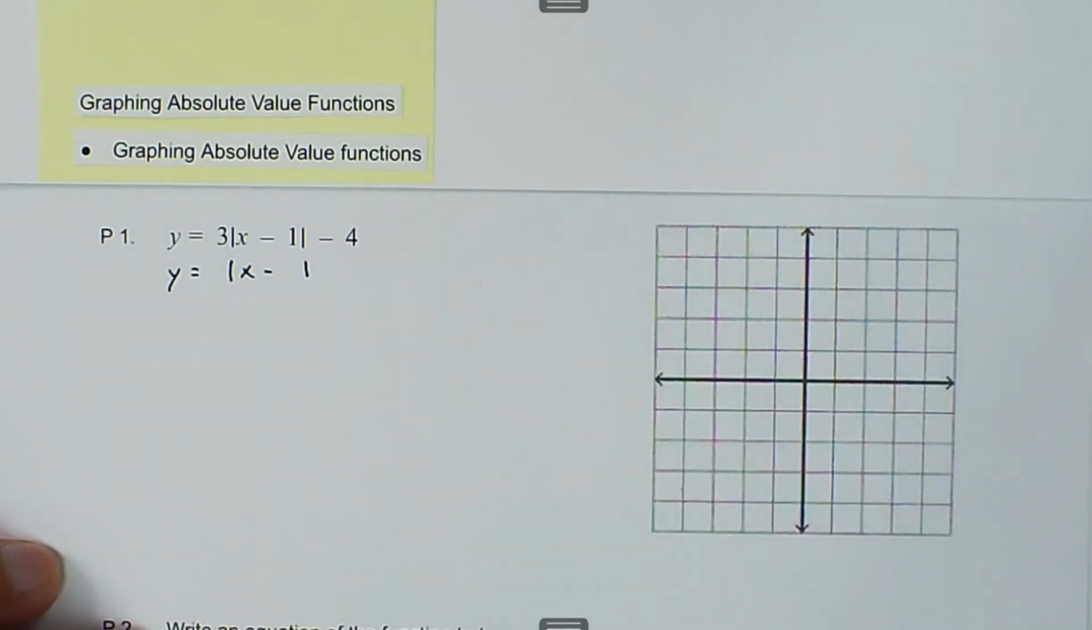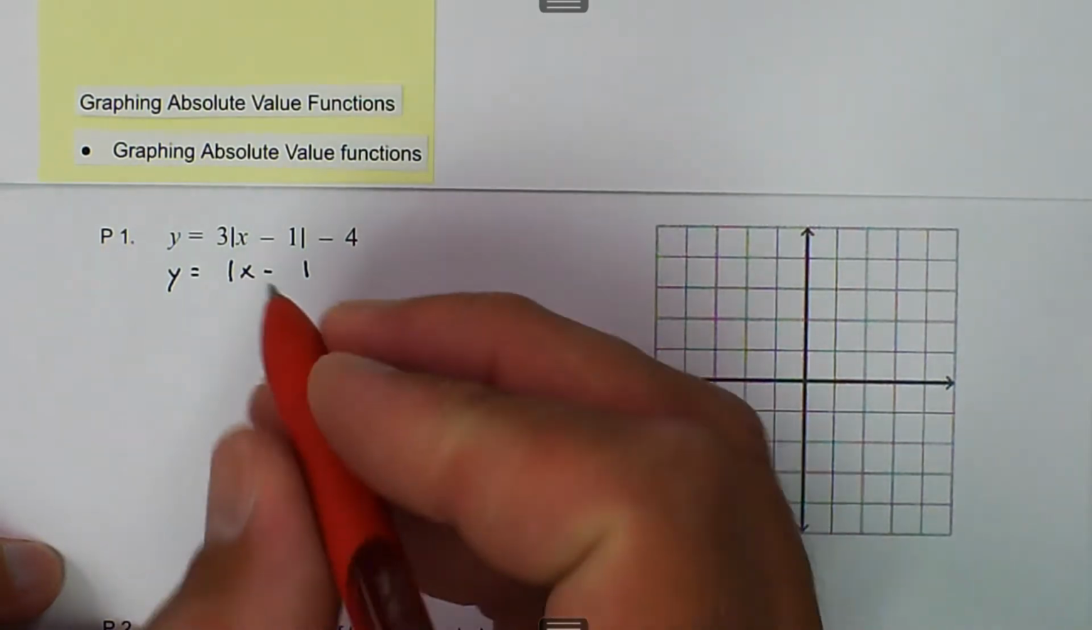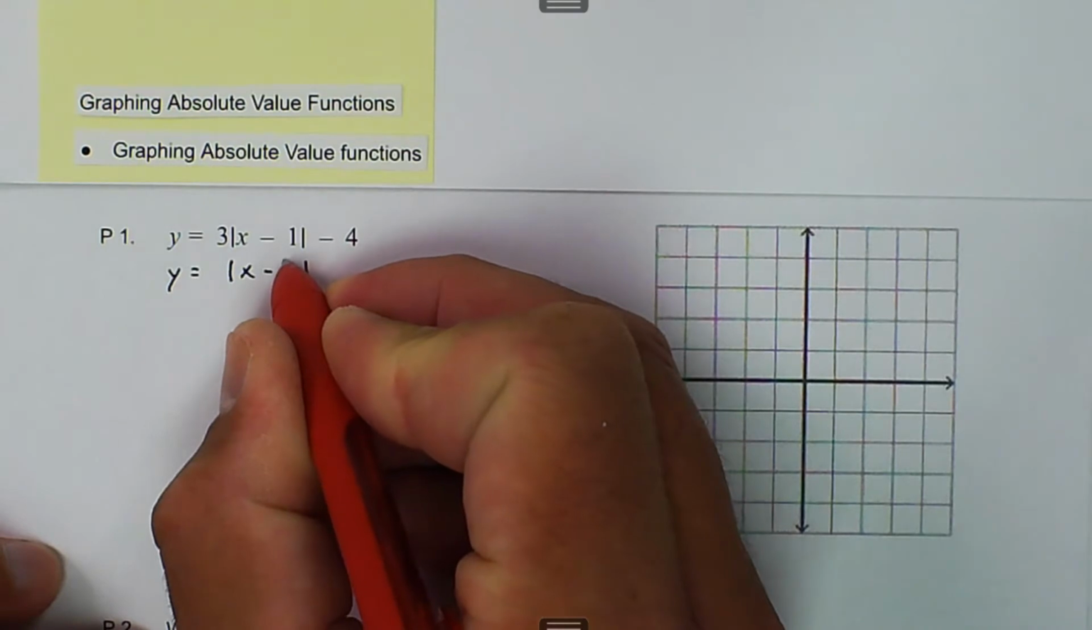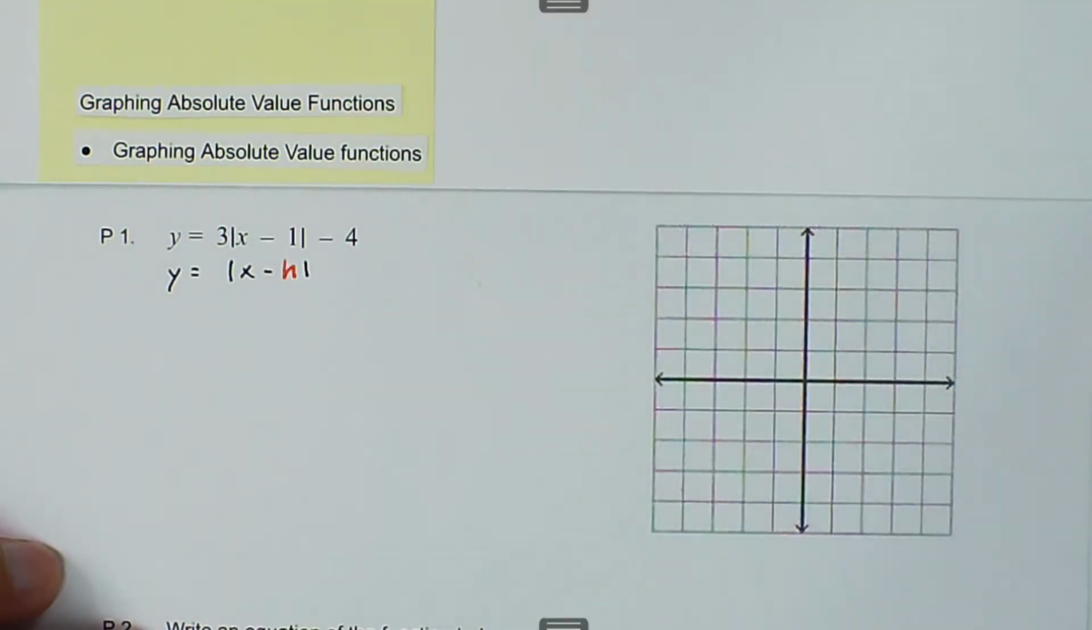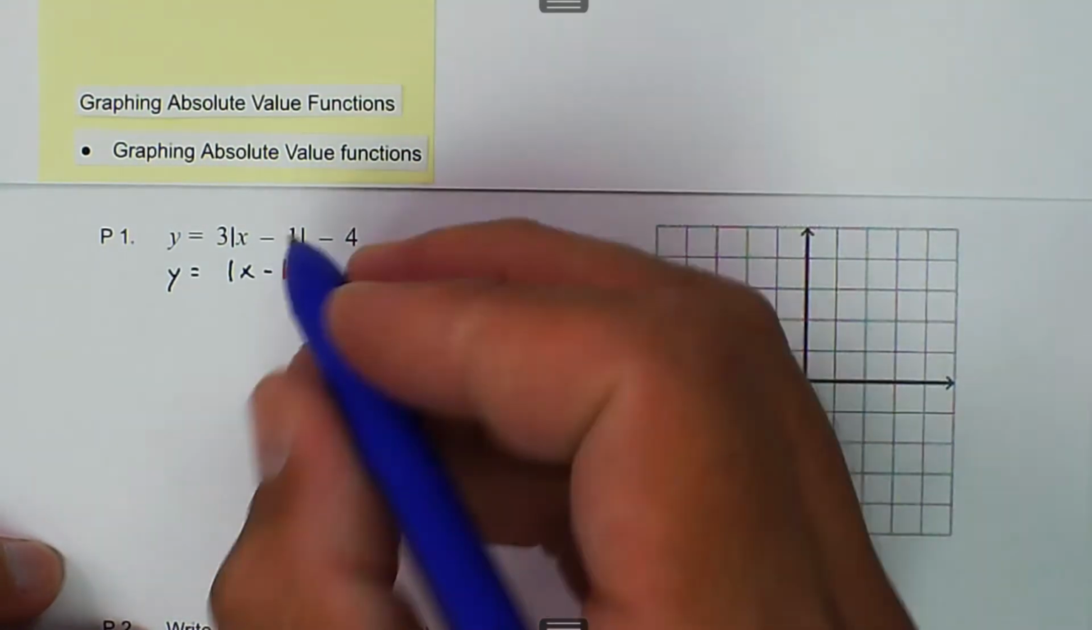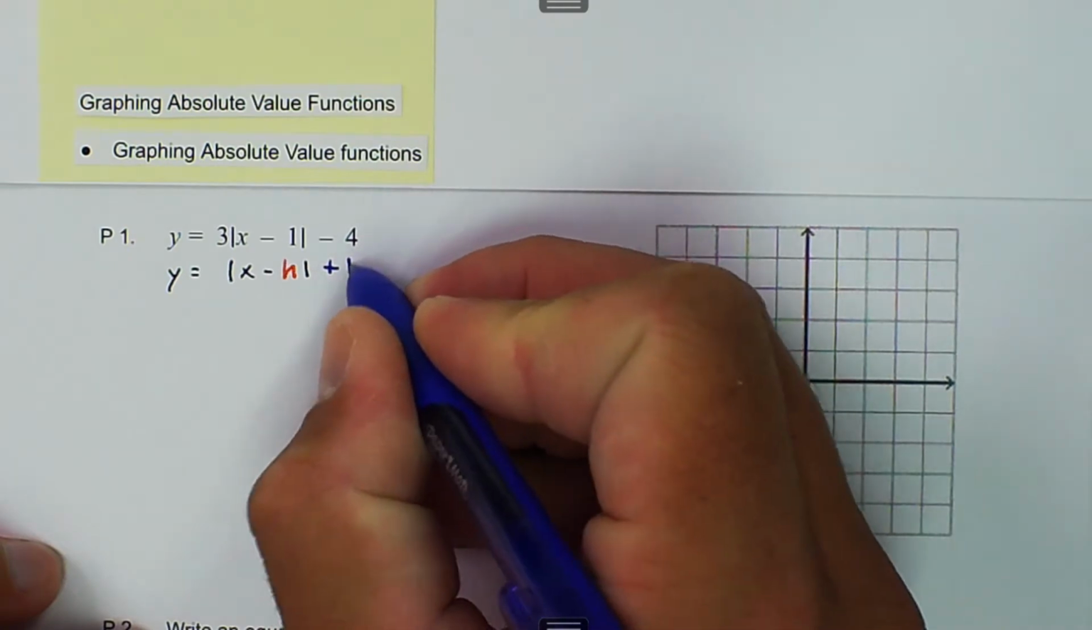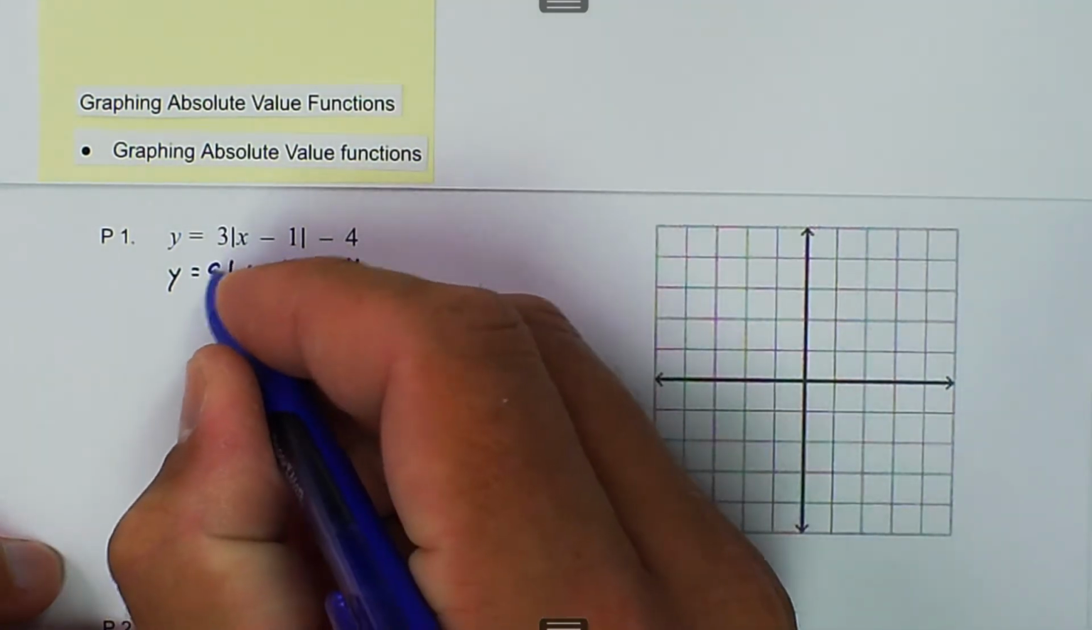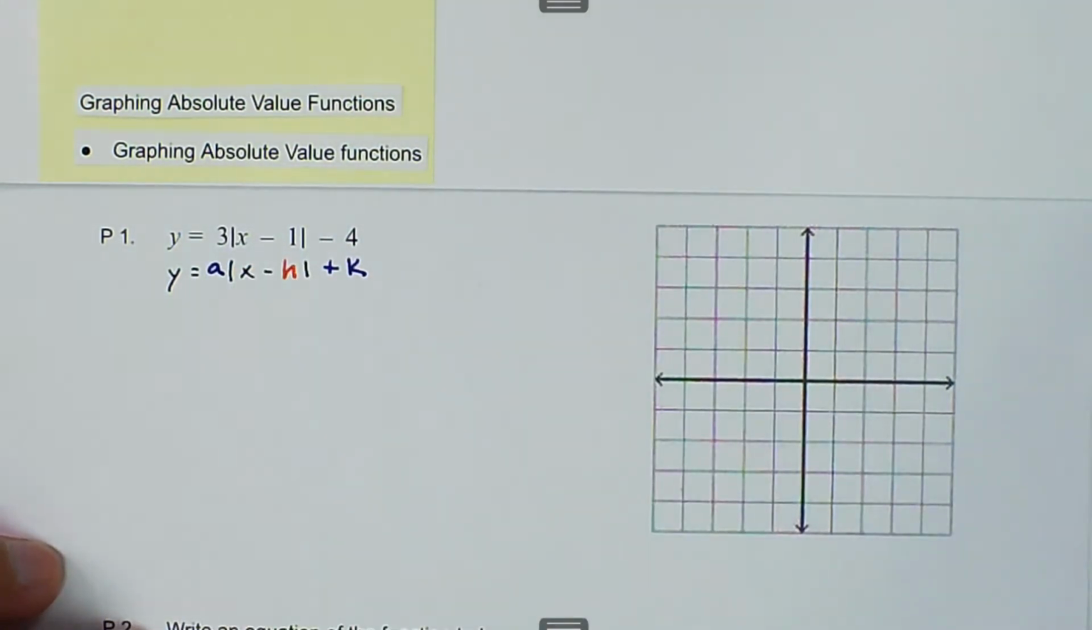So those things are always going to be there. Then the things that we have to pay attention to, to see if they change, is we have the h, and then we have the plus k, and then we have our a value out front. And so we just have to pick out what those things are, and that will help us decide how to graph it.